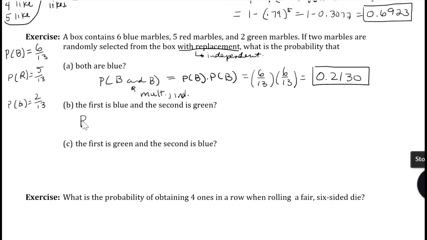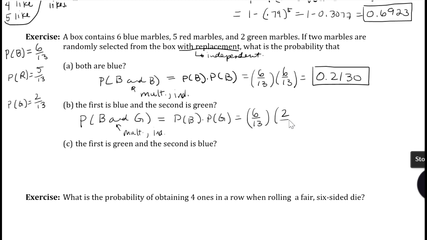Okay, probability that the first one is blue and the second one is green. So again, we have the multiplication rule, and since we have replacement, they're going to be independent. So probability of blue times probability of green. So we're going to have 6 out of 13 times 2 out of 13, which will be 0.0710.